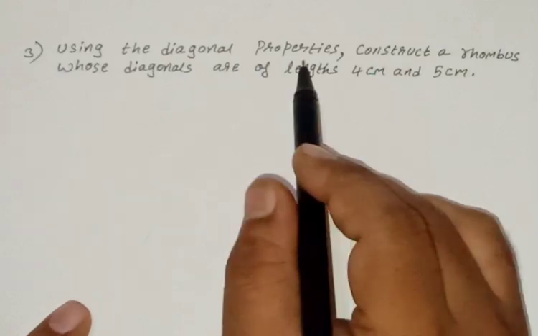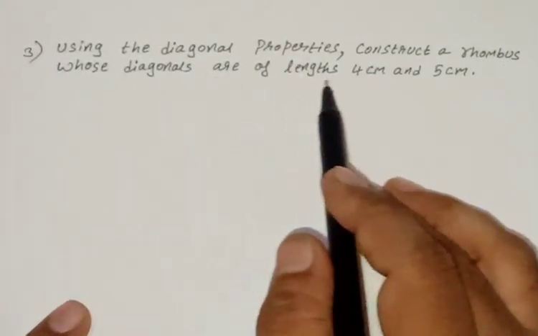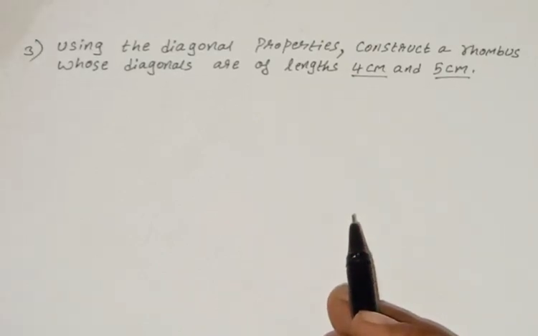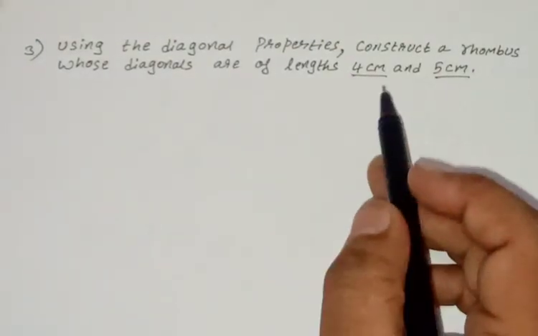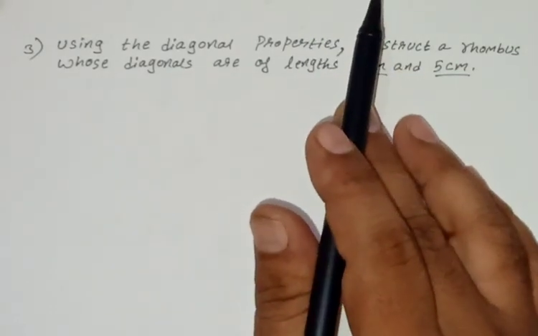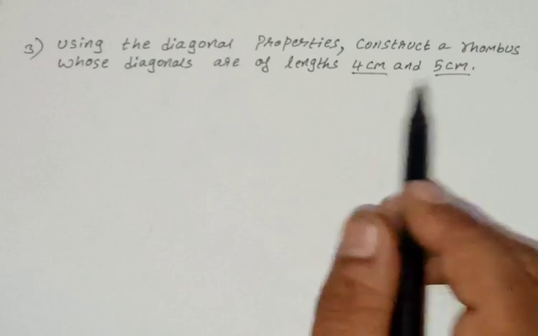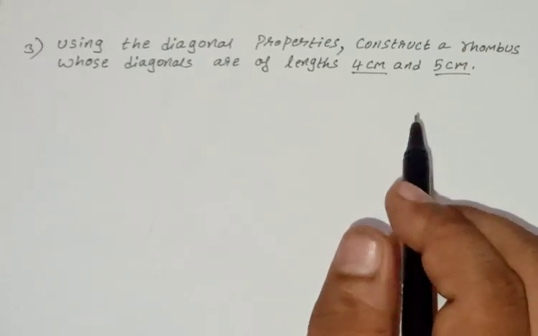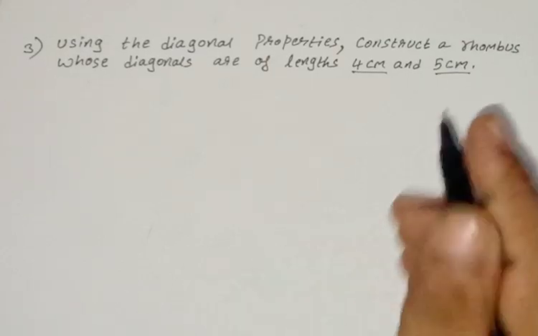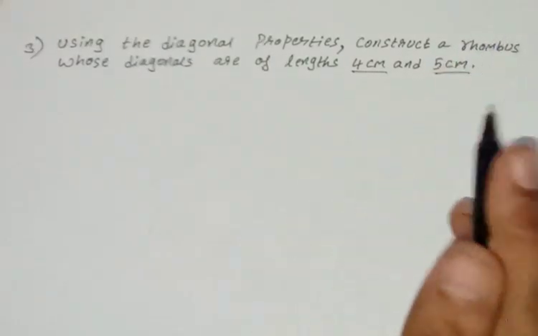Using the diagonal properties, construct a rhombus whose diagonals are of length 4 centimeter and 5 centimeter. By using the property, we know very well that in a rhombus, the angle we always consider is 90 degree, unlike the previous part, where it mentioned the angle 140 degree for a parallelogram. And we know this one property of rhombus, that the diagonals bisect each other.